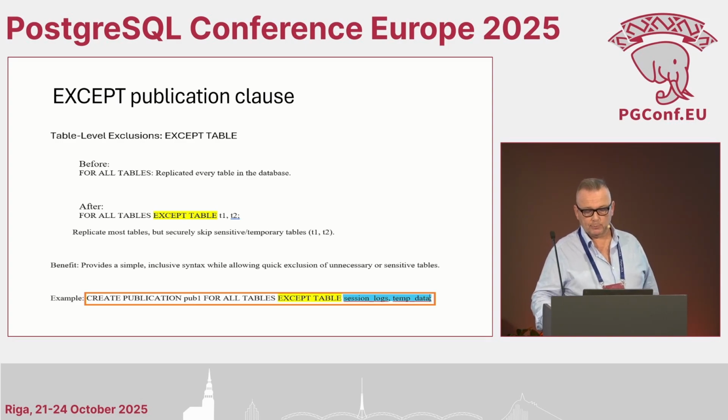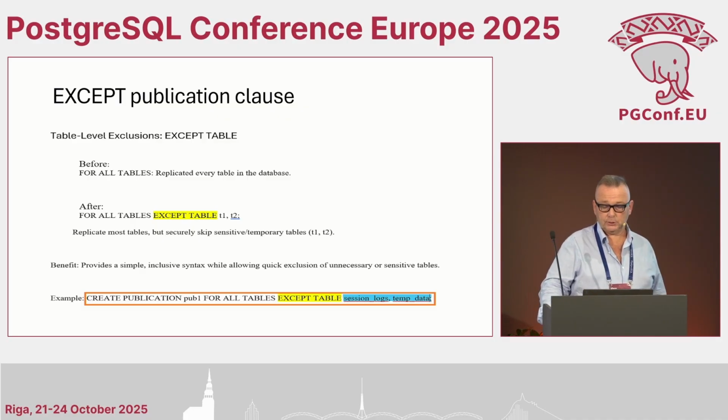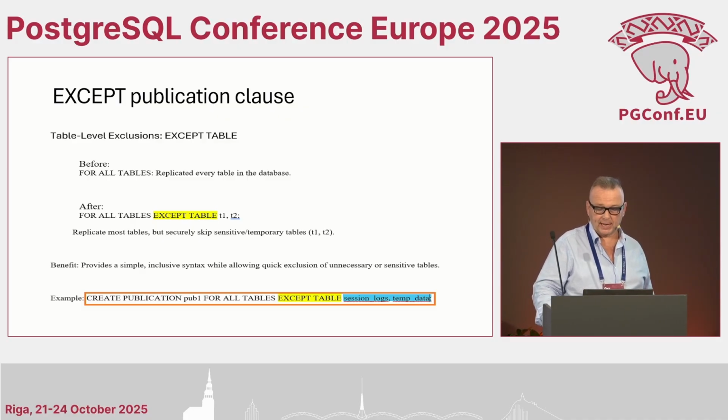We can use except table for table exclusions for all tables. Before, we had to replicate every table in the database, but now we can say for all tables, except for table T1, T2, etc. In other words, this allows us to skip sensitive or unnecessary tables. The benefit, of course, is that it provides a simple syntax while allowing us to quickly exclude non-essential or private tables.